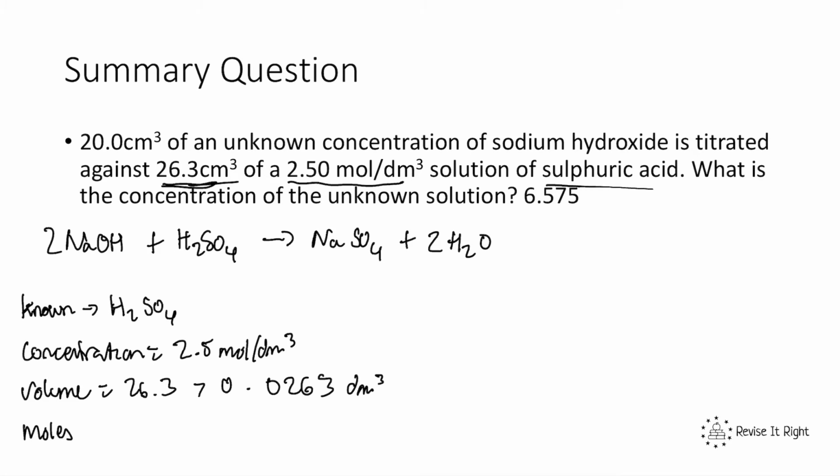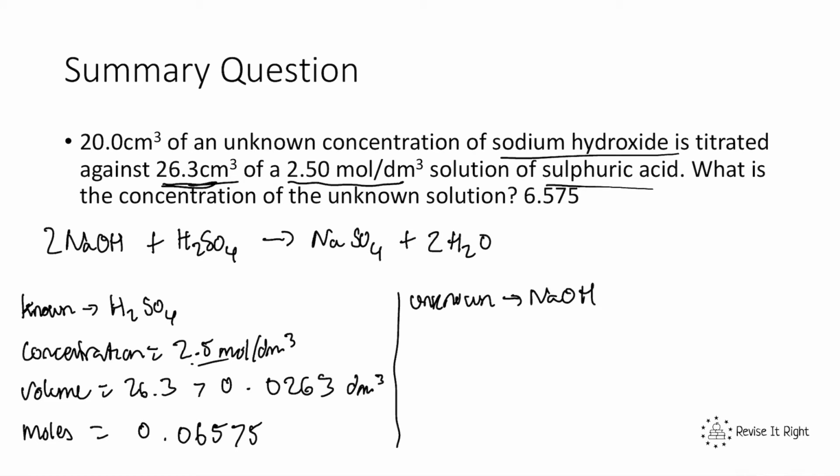So you would have done 2.5 times 0.0263, and for your answer you would have got 0.06575 moles. And then we're going to go over to our unknown, and this is what we're trying to work out. It's unknown of sodium hydroxide, so let's write that here. And the concentration is unknown, so we're going to write a question mark next to that.